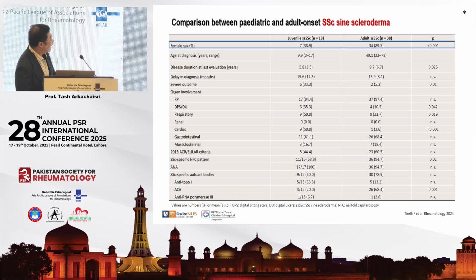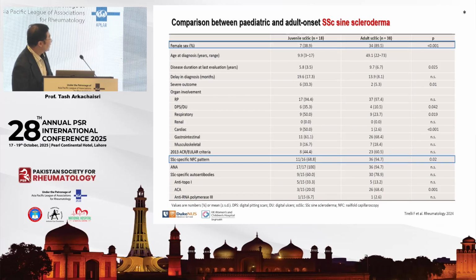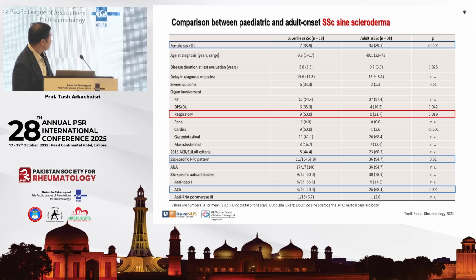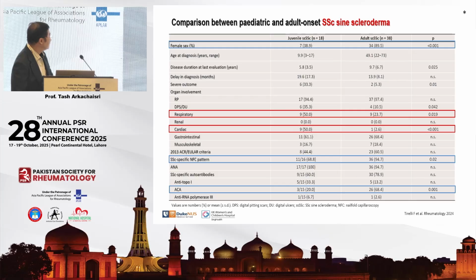So this compared to the adult cohort in the same center, we have fewer females compared to the adult form, and the delay in diagnosis is quite longer. You can see, okay, and the severe outcome we actually have more. Anti-centromere, as I mentioned, even in juvenile scleroderma, you see less compared to adult, 70%. And then respiratory symptom is the majority, okay? And then cardiac is another one. And these are the two most common causes of death in this population.